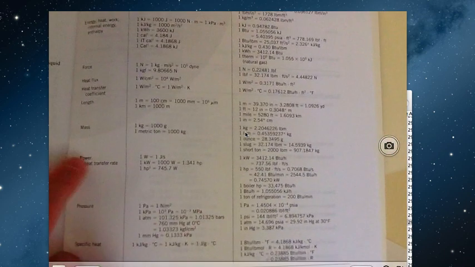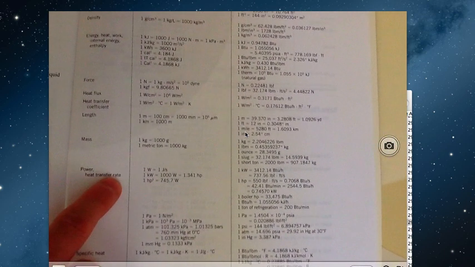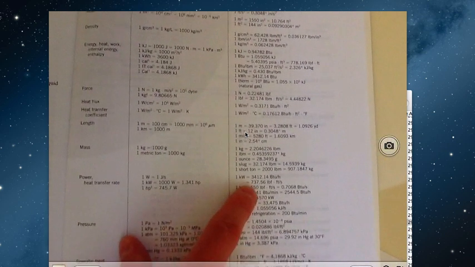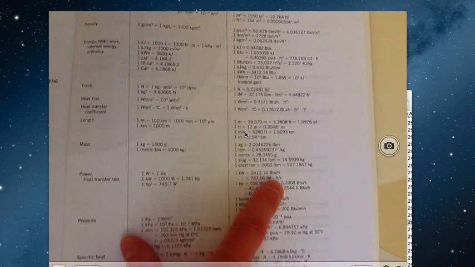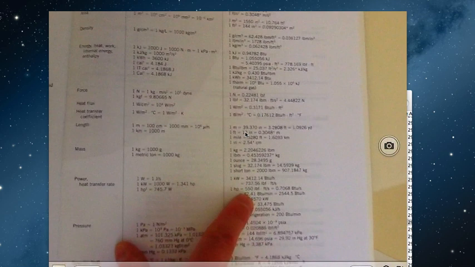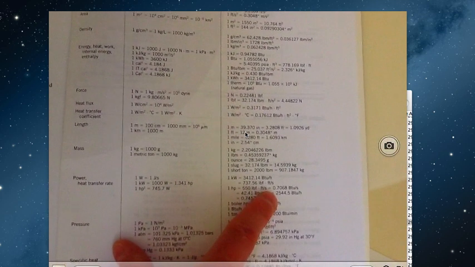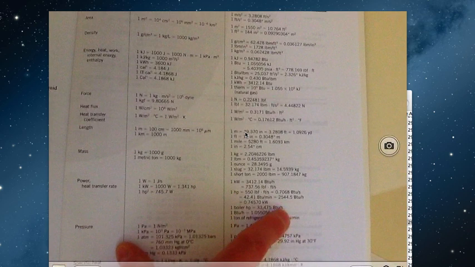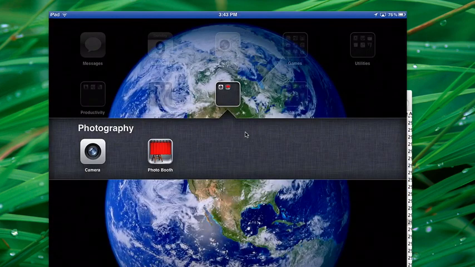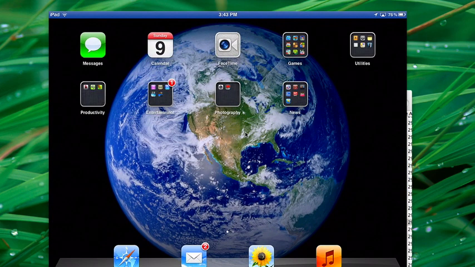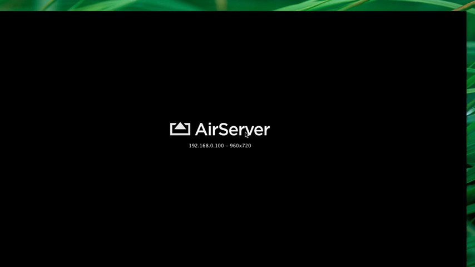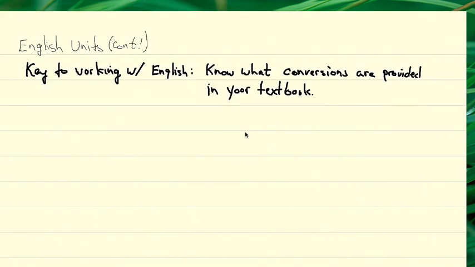Another good one to pay attention to is power, or heat transfer rate. We've got a bunch of conversions here for kilowatt to BTU per hour, and horsepower into pound force feet per second or BTU per second, and kilowatts, and so on and so forth. Okay, so that's the first thing. The first thing to working with English units is to be sure to know what conversions are provided to you in your textbook.